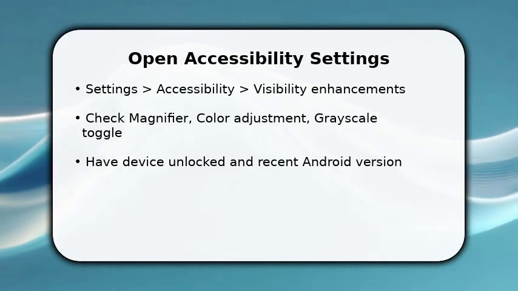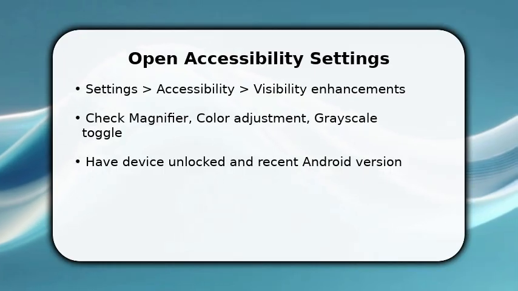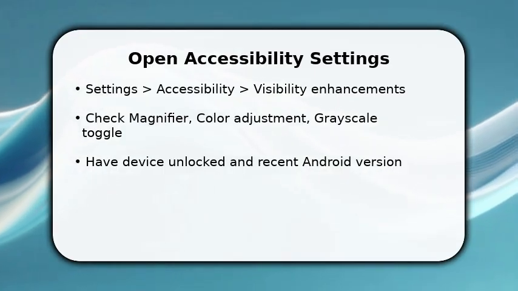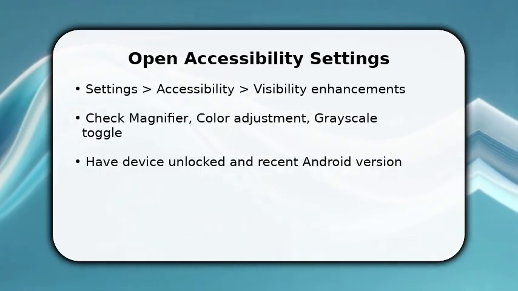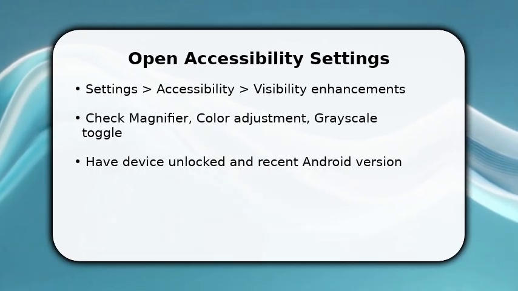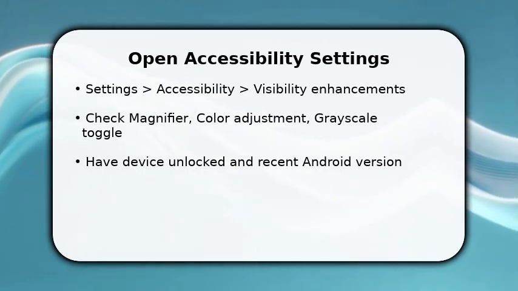You begin by opening Settings and going straight to Accessibility so you can change color options without delay. Tap Visibility Enhancements, then locate Color Adjustment or Grayscale. This is where black and white comes from. Once there, make sure Grayscale is off.